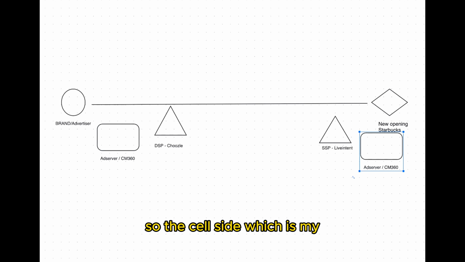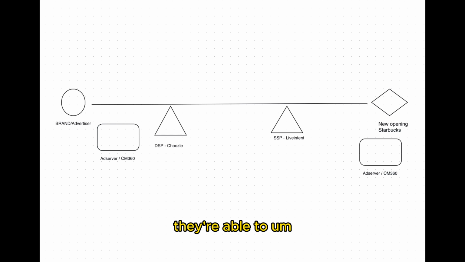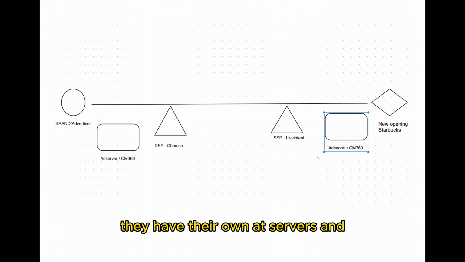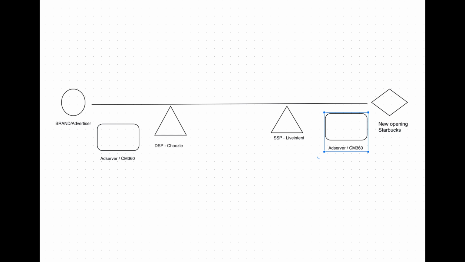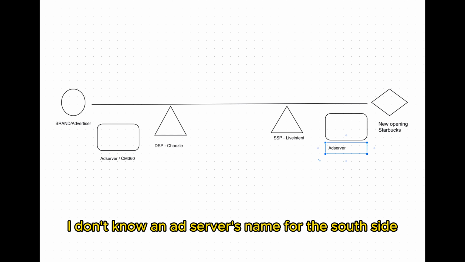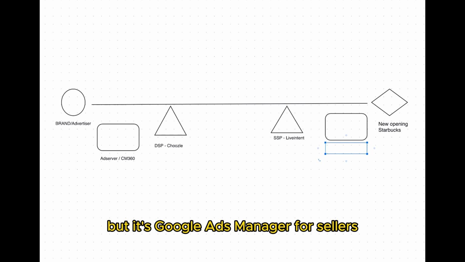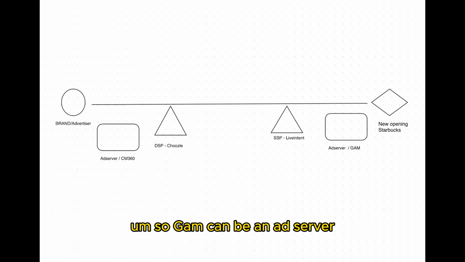So the sell side, which is my ad exchange right here, my supply vendor, they have their own ad servers. But CM360 will not be an ad server for the sell side. It could be Google Ads Manager, it could be anything, right? Actually, you'll hear people use the word GAM, but it's Google Ads Manager for sellers. So GAM can be an ad server.